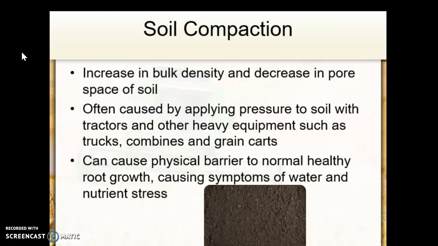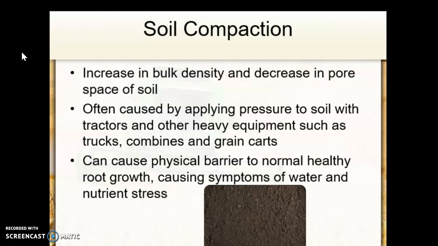Let's talk about soil compaction, because that's a major issue that farmers are aware of, and it's something we try to avoid at all costs. It's the increase in bulk density and decrease in pore space of soil. Now, this isn't a soil science class, and I'm not going to try to make it one, but I want to give you some background information that will help you understand soil compaction.